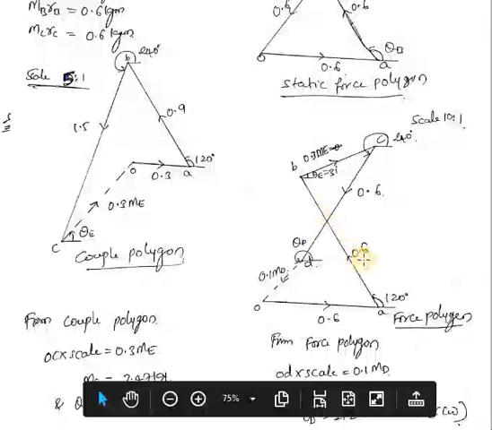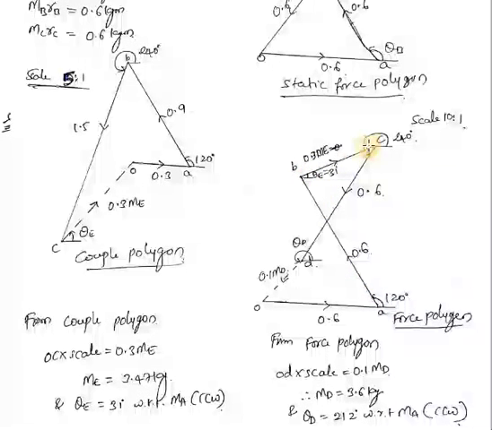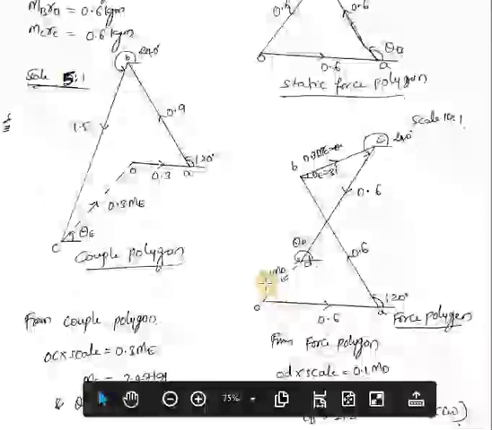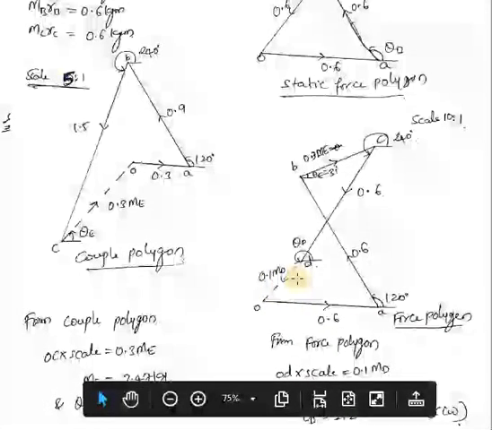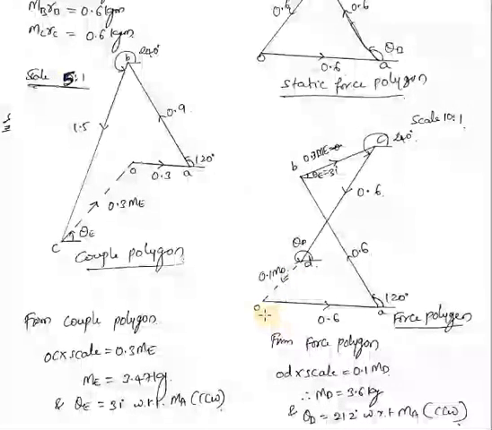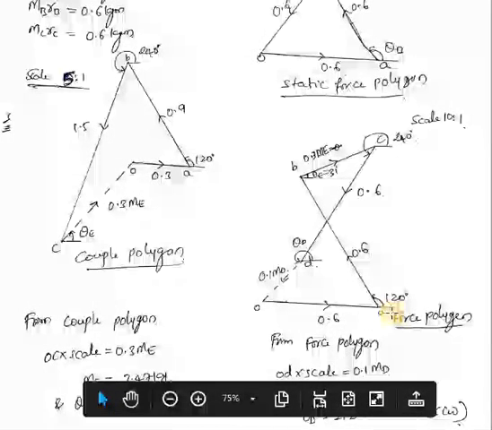Then A to B, the length is 0.6 and the angle is 120 degrees. Then B to C is 0.3 ME, which is equal to 3.471 kg, and the angle is 31 degrees. Then from C, draw a line of length 0.6 at 240 degrees. Then join this D to O, it should be equal to 0.1 MD.